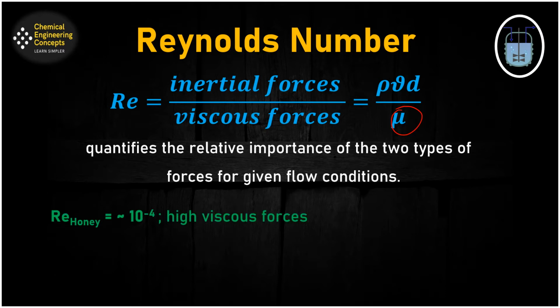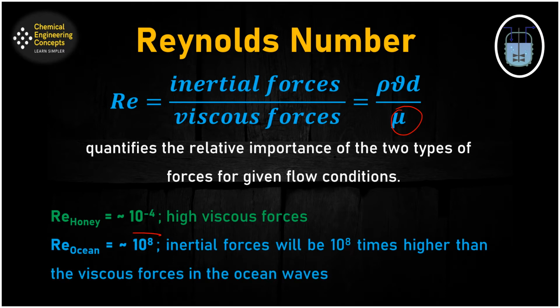Now guys, as you have seen the example of honey, the Reynolds number in the case of honey, where we have high viscous forces, comes out to be 10 raised to power minus 4. But when it comes to the ocean that we discussed, the Reynolds number is almost 10 to the power 8, where you can say that the inertial forces will be 10 raised to power 8 times higher than the viscous forces in the ocean waves.